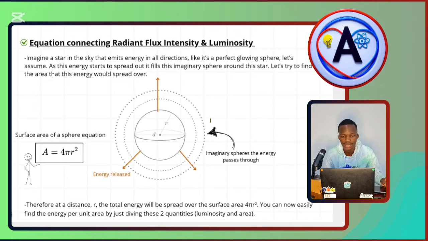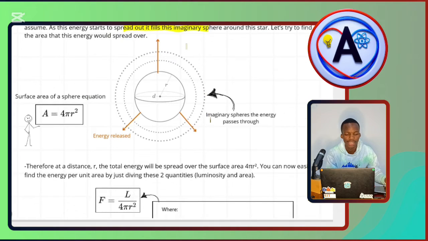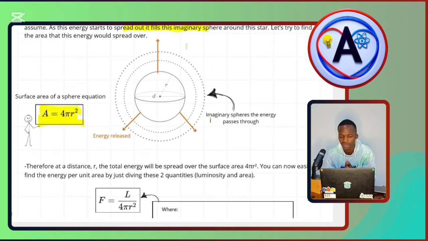So imagine you have a star in the sky that is emitting energy in all directions, north, east, south, west, like a perfectly glowing sphere. Now let's assume that as this energy starts to spread out, it fills an imaginary sphere around this star. So we want to figure out what's the total area that this energy is going to spread over. The area of a sphere is 4 pi r squared. This is something that you just know, like the volume of a sphere, for example. So the energy that is being released is being spread over that area.